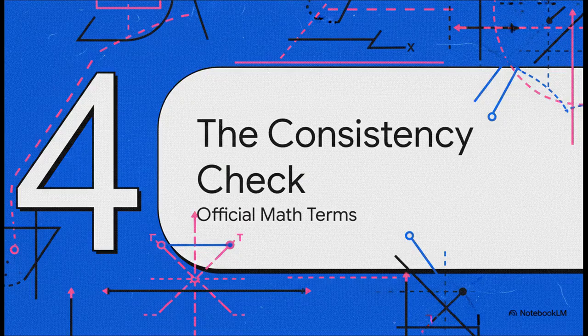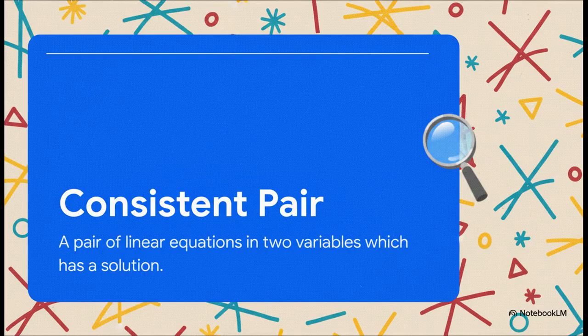Okay, so now that we know what can happen visually when we draw these lines, let's learn the official lingo that mathematicians use to describe these situations. It really just boils down to one simple question. Is there a solution or not? A system of equations is called consistent if it has a solution. That's it.